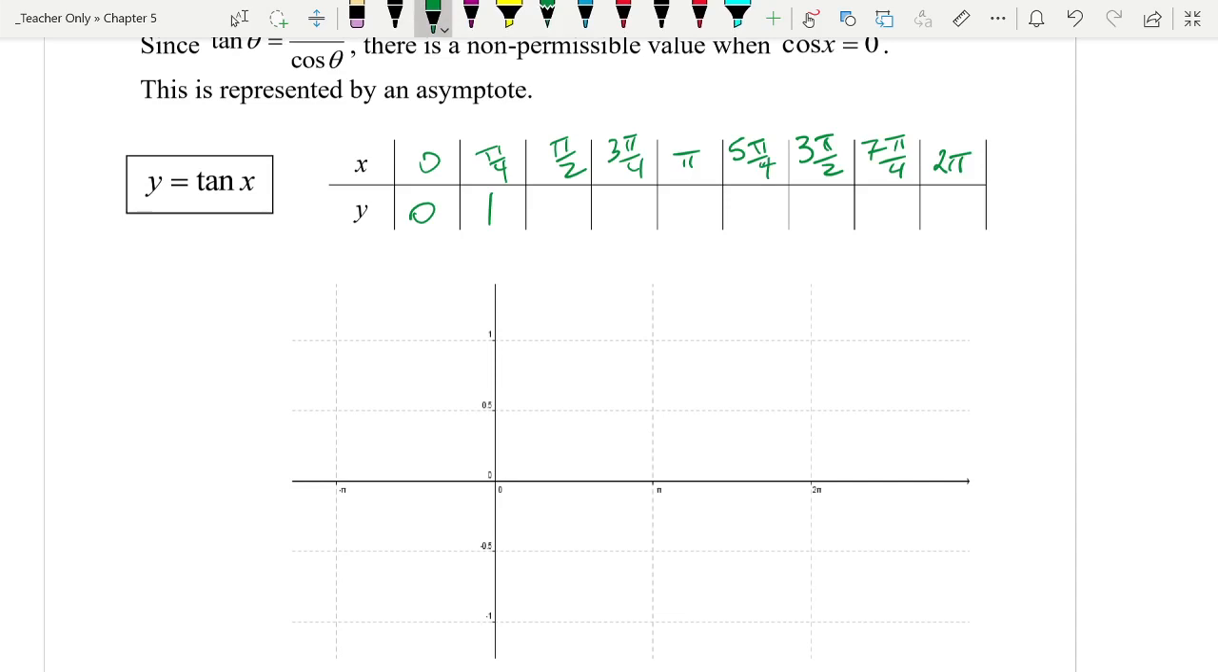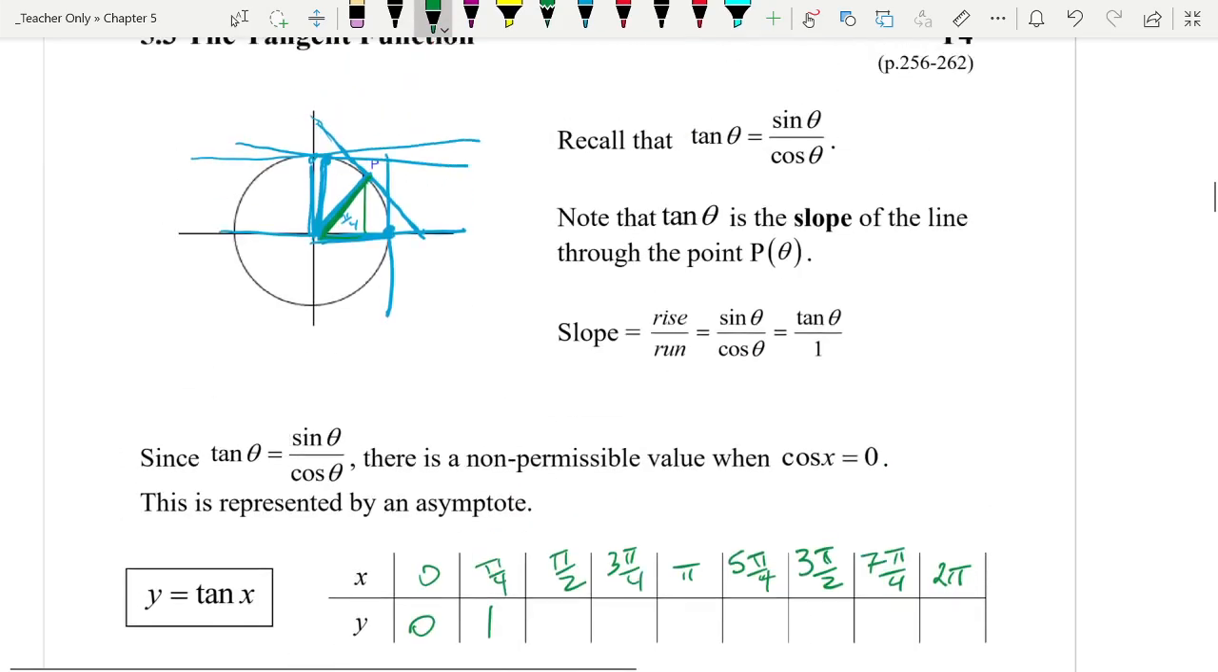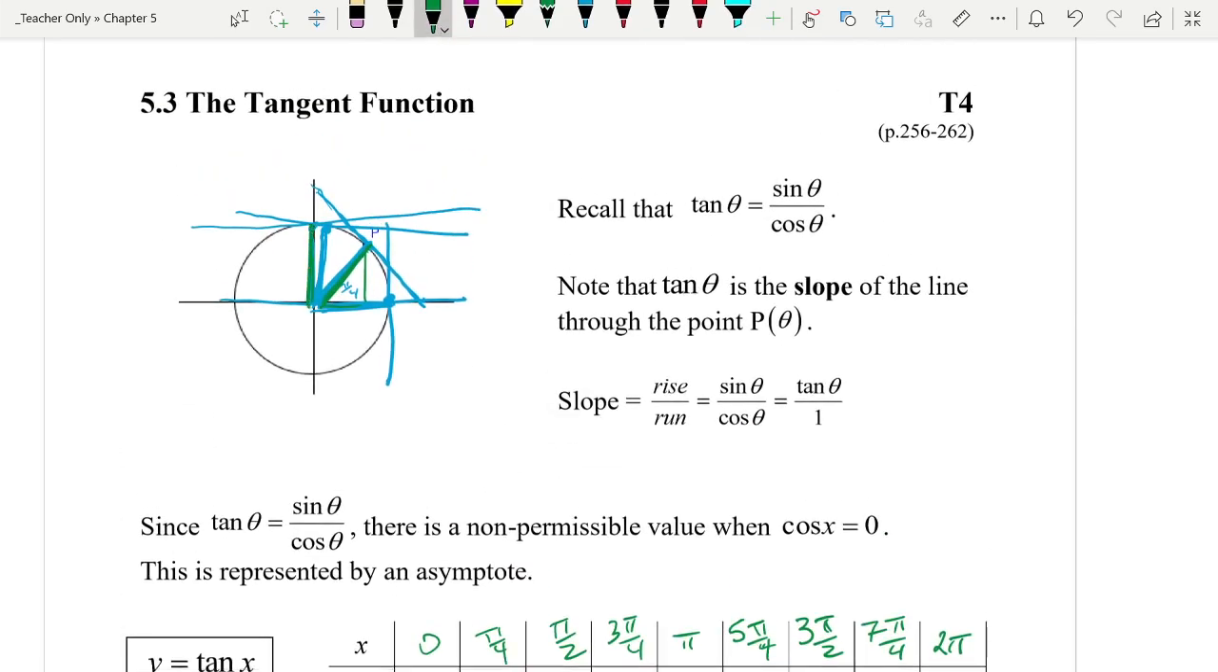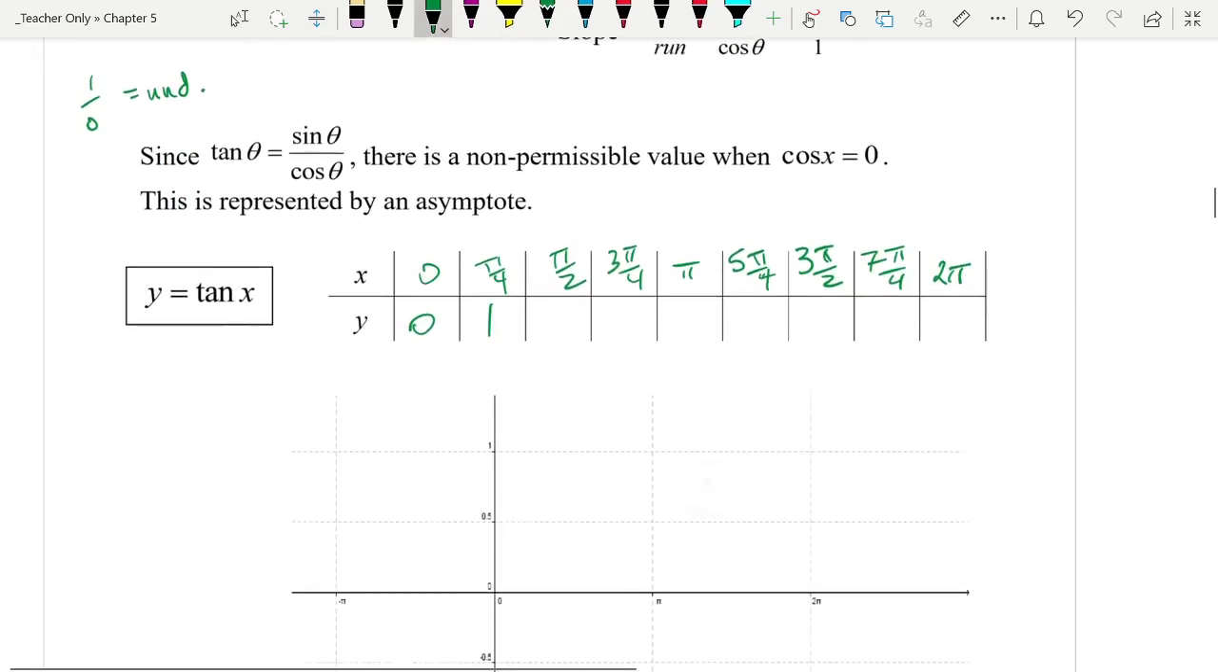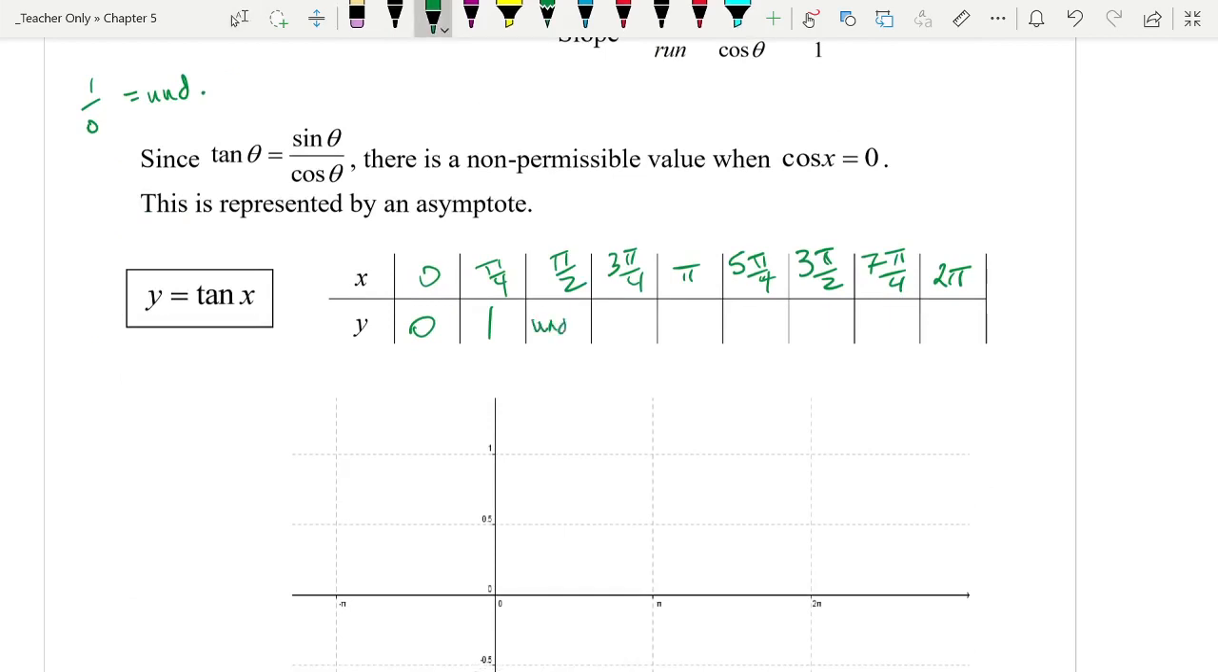So now, back here, think about at 90 degrees. Rise divided by run. Well, I rise 1 unit. How much do we go back and forth? 0. What's 1 divided by 0? Undefined. You can't divide by 0. So this is undefined here.